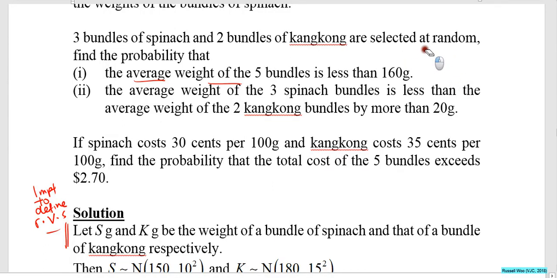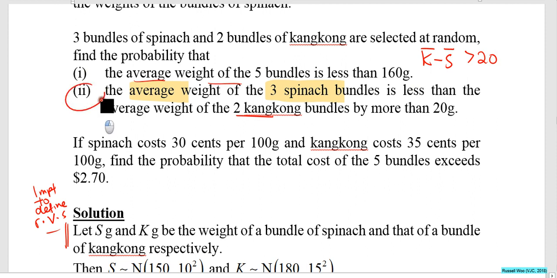That means this. The average weight of 3 is what I call S bar. The average weight of 2 kangkong is K bar. You want S bar to be lesser than K bar, which means you want K bar minus S bar to be positive, because you want S to be smaller. Does it make sense? But how much smaller? You want the difference to be more than 20. That means K bar minus S bar, you want it to be more than 20.